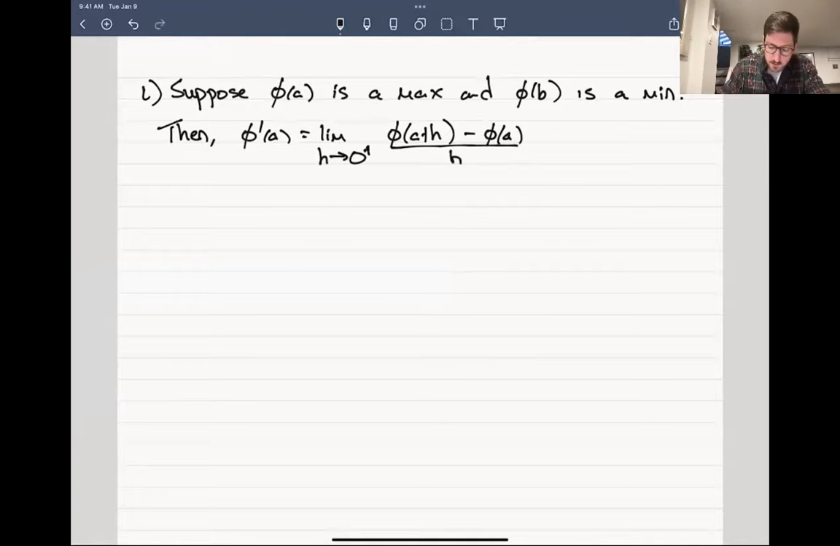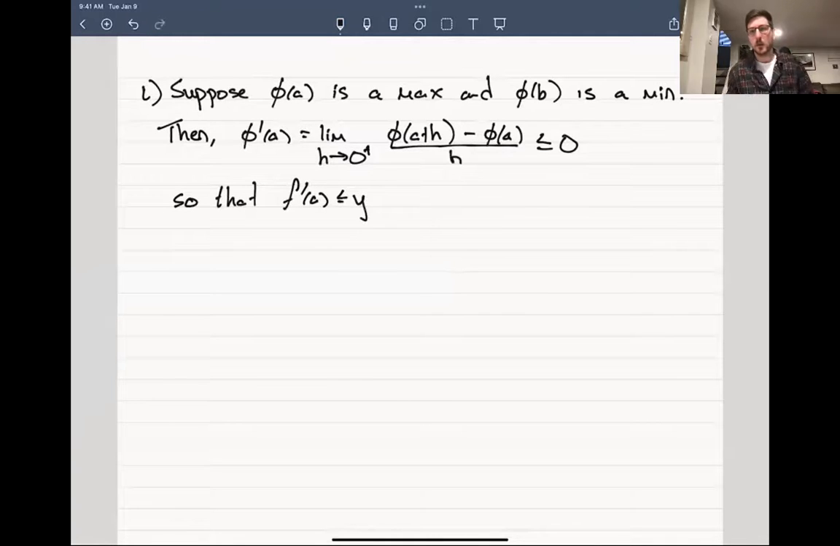Now, because phi of A is assumed to be a maximum, that means that phi of A plus h is less than or equal to phi of A, which means that for every value of h that's not 0, this quotient is less than or equal to 0. And so, of course, that passes to the limit. So that tells us that the derivative at A has to be less than or equal to 0. And this tells us that f prime of A is less than or equal to y. Okay.